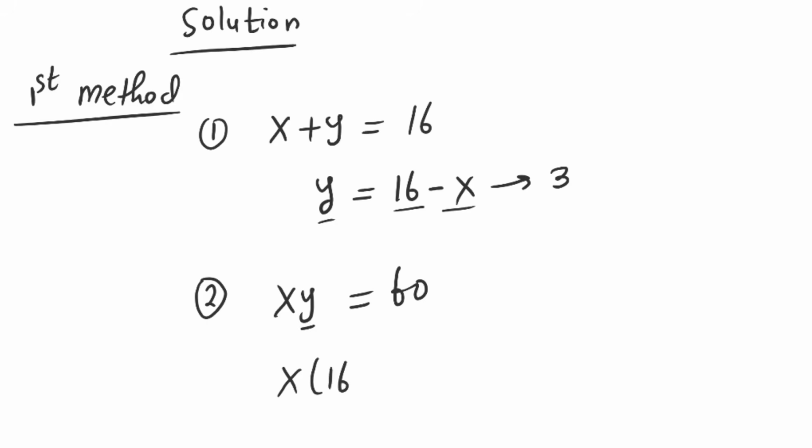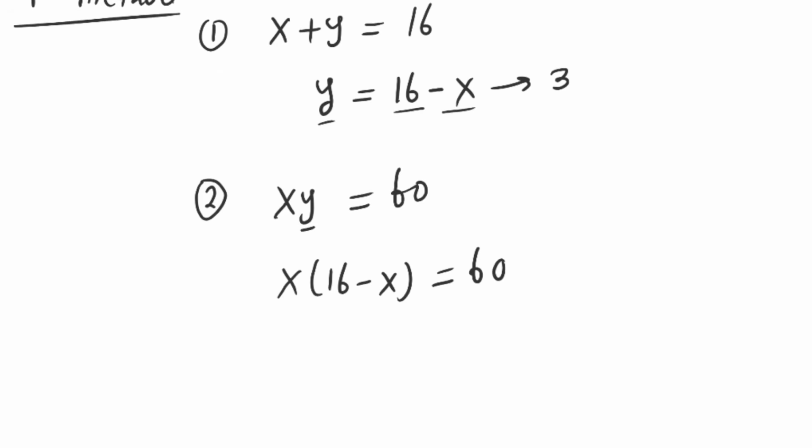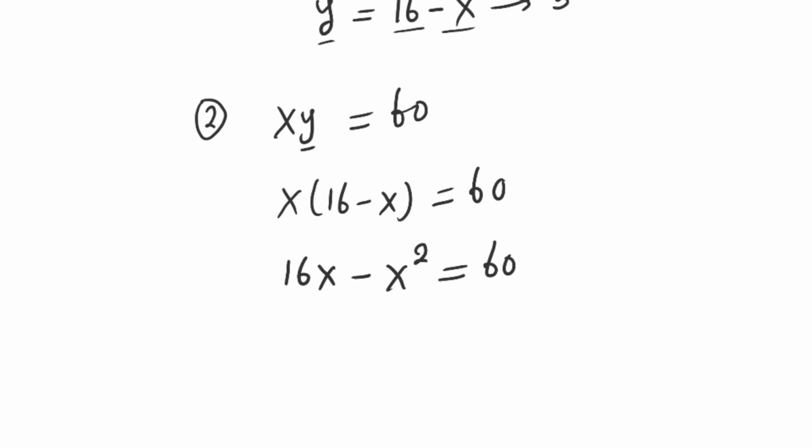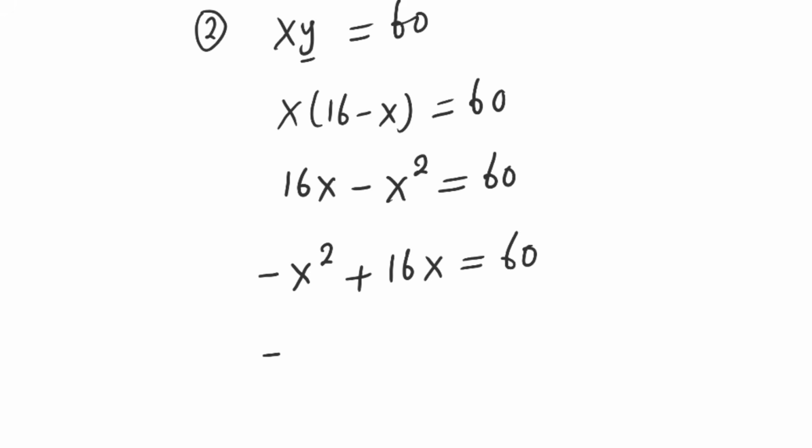x bracket 16 minus x is equal to 60. Let's open the bracket. x multiplied by 16 is 16x, minus x multiplied by x is x square, is equal to 60. This can be written as minus x square plus 16x is equal to 60. This is minus x square plus 16x minus 60 is equal to 0.